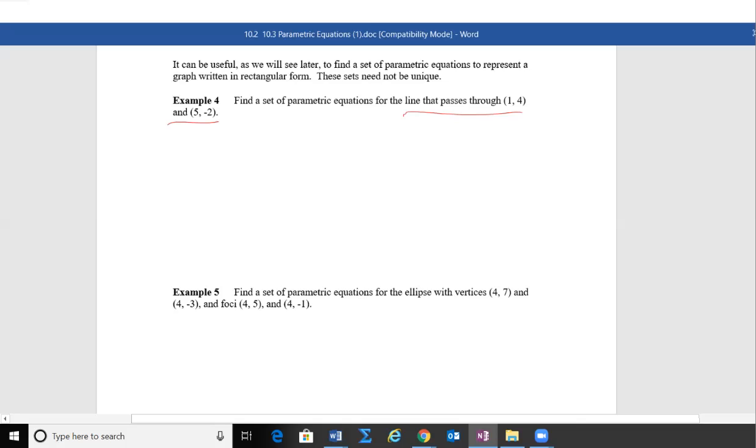So anyway, let's get this line. Let's talk about the slope first. We have a 4 minus -2 over 1 minus 5, which is a 6 over -4 or -3 halves. So y minus 4 equals -3 halves times x minus 1, which means that y will be -3 halves x plus 3 halves plus 4, which then becomes -3 halves x plus 11 halves. Okay, so it's basically a line.